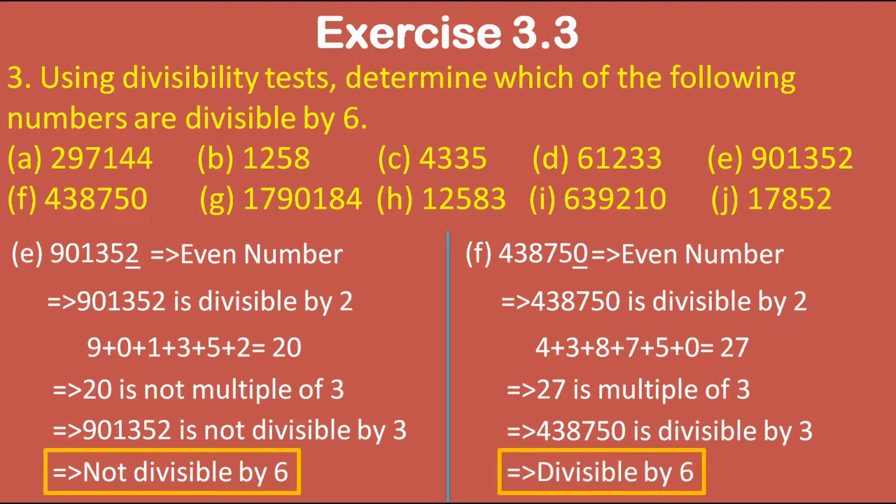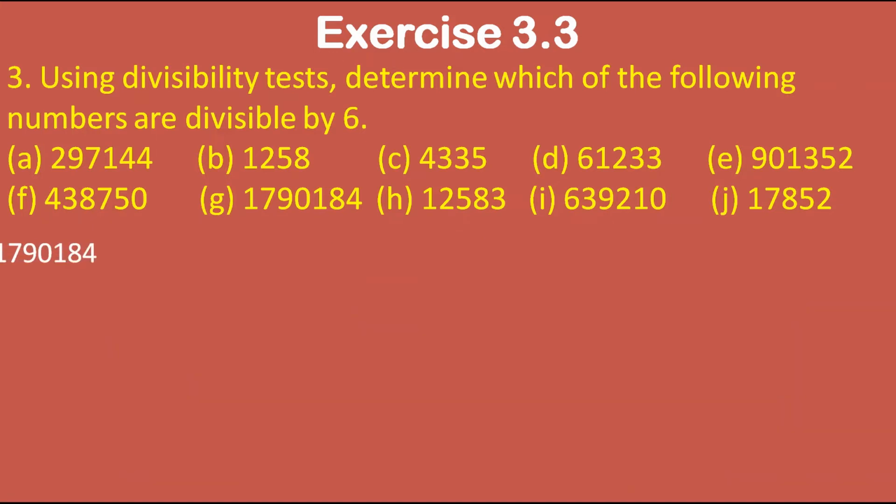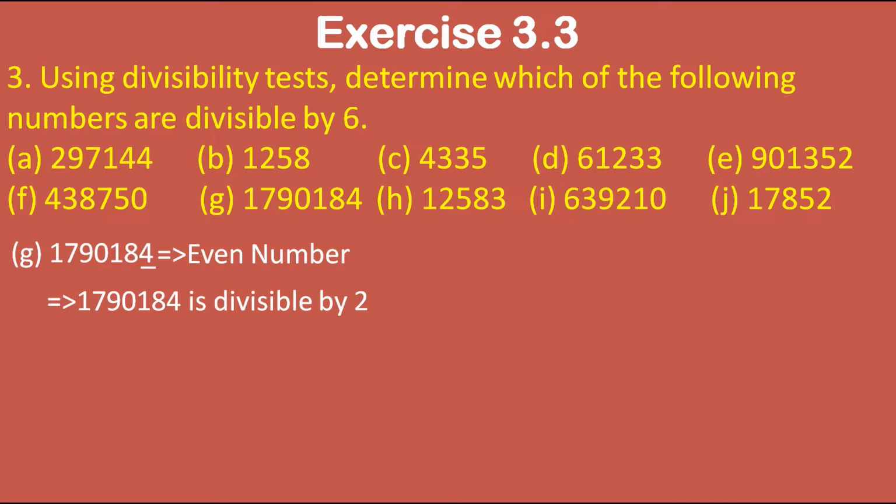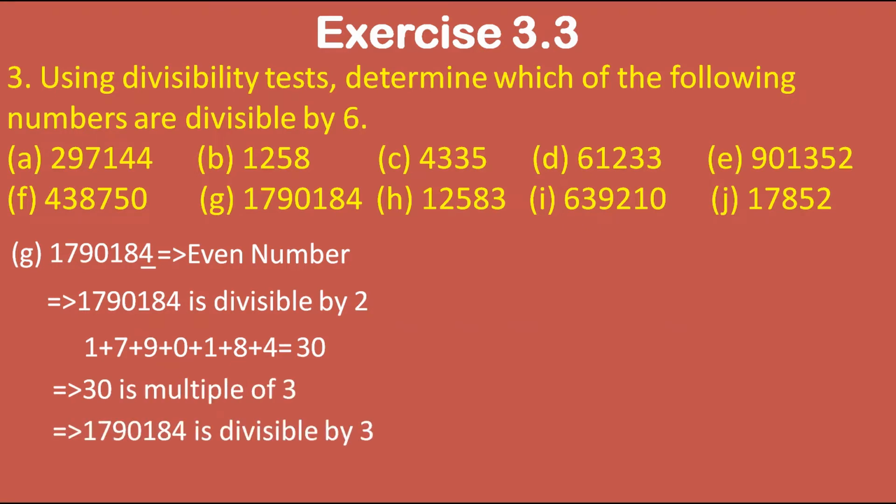Okay. Now let's move to the next one. Here, as the number is an even number, because the unit place has an even digit, therefore the number is divisible by 2. Now let's add the digits. We are getting the sum as 30, and 30 is a multiple of 3. Therefore it is divisible by 3 also. As the number is divisible by both 2 and 3, the number is divisible by 6.